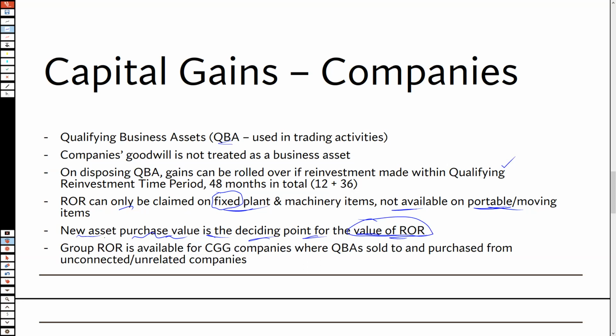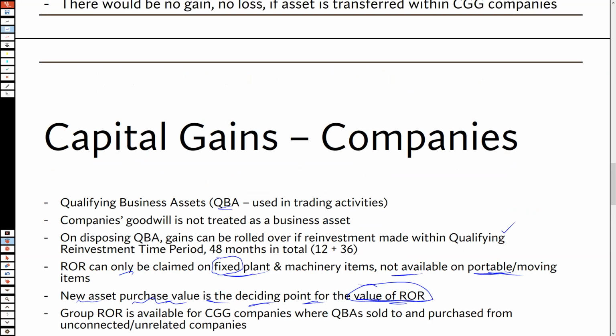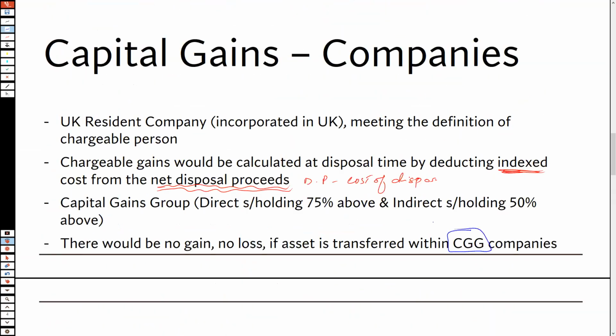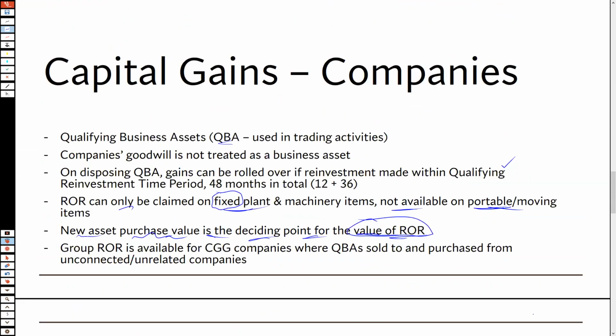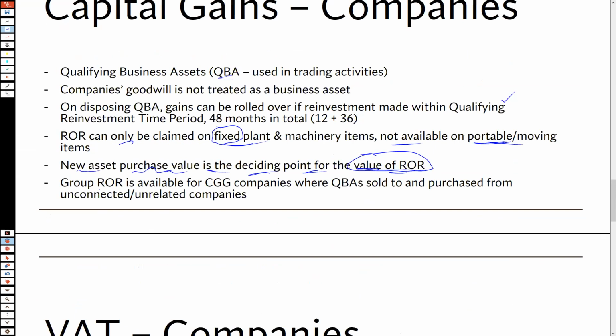Last point, as we talked about capital gain group companies. If the shareholding conditions are met, companies would be part of a capital gain group. Group rollover relief is available for capital gain group companies where qualifying business assets are sold to and purchased from unconnected or unrelated companies. What exactly is the meaning of this statement? Let's say companies A, B, and C are in the capital gain group. Company A disposed of an asset to Z Limited, which is an unconnected company.